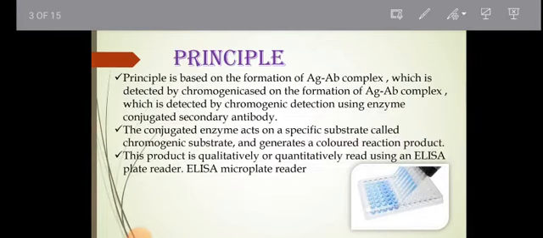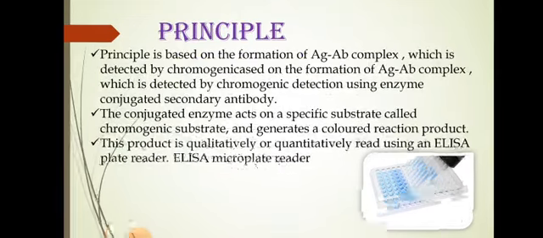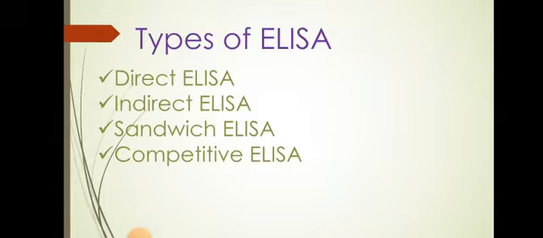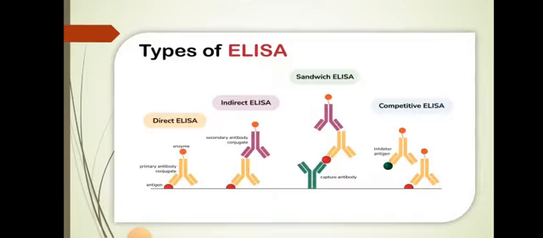In case of DAB use, we get a brown color product. TMB means blue color product. NBT means black or purple precipitate reaction product. We read the product quantitatively or qualitatively using an ELISA plate reader. ELISA uses a microplate reader and microtiter plate. There are four types of ELISA: direct ELISA, indirect ELISA, sandwich ELISA, and competitive ELISA.